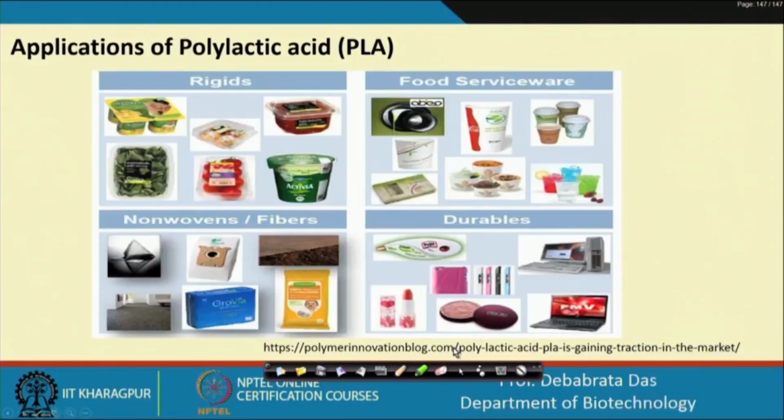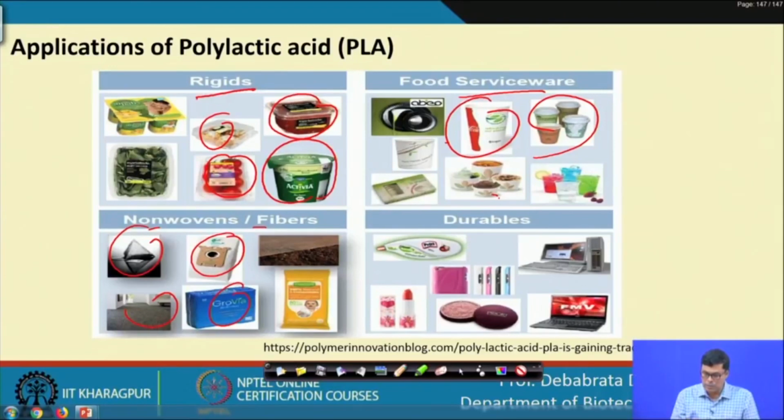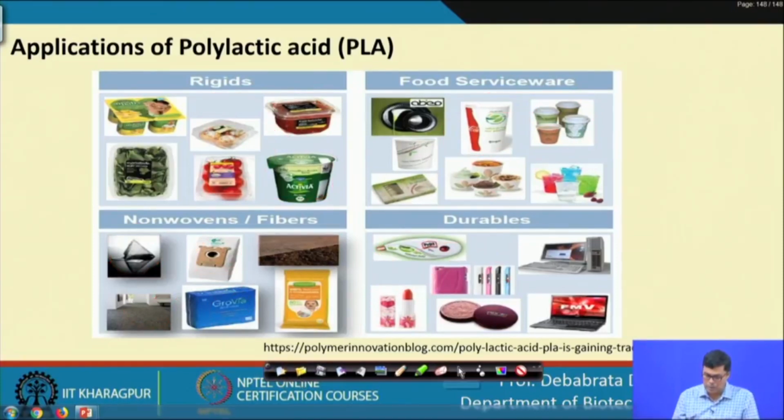Now these are the applications of polylactic acid. You can see that it is rigid, so it can be used as a container. These are different types of containers you can use, and you can use it as food serviceware for different food products. We can also use non-woven fibers, durables, and different materials, and it is used in lipsticks and other things also. So I want to point out that it has different uses. It's not only one use; we have many different uses in the case of polylactic acid.